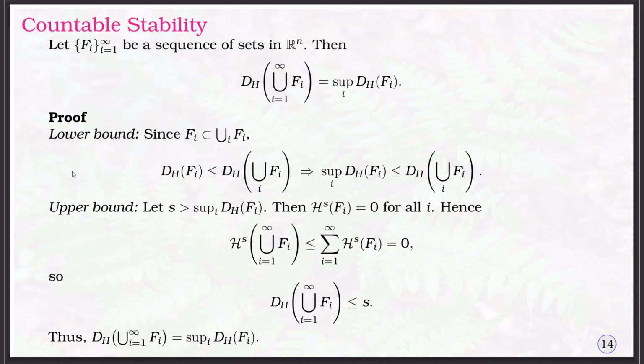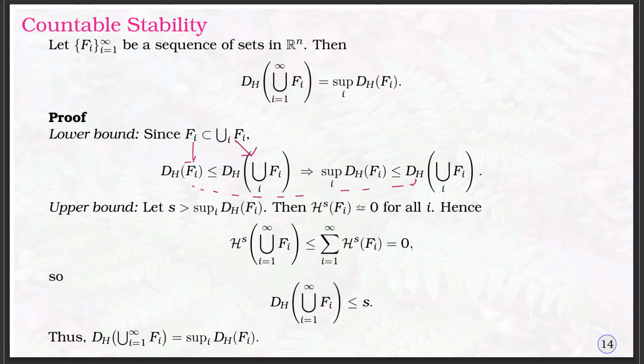For the lower bound, suppose F_i is contained in the union of F_i, then as per the previous property we can say that the Hausdorff dimension of this set is less than or equal to the Hausdorff dimension of this set. Which implies the supremum over i of dimH of F_i is less than or equal to the Hausdorff dimension of the union of F_i. Now this quantity is less than or equal to this quantity.